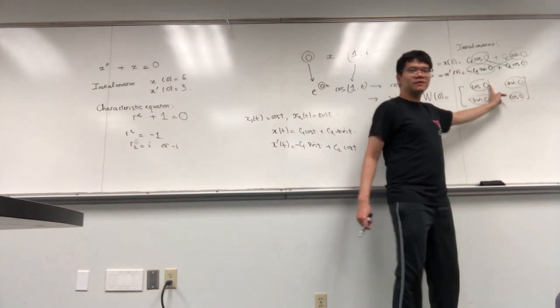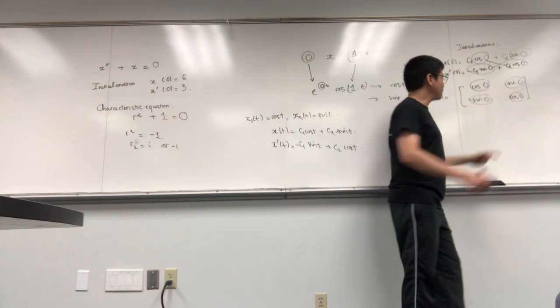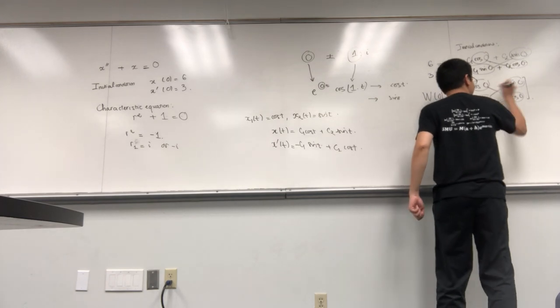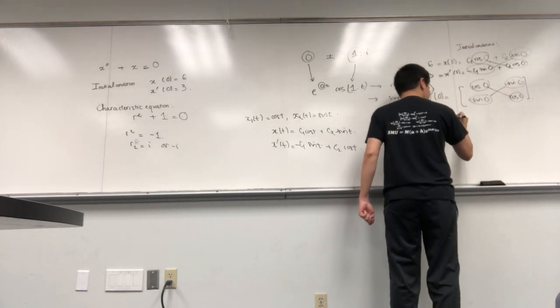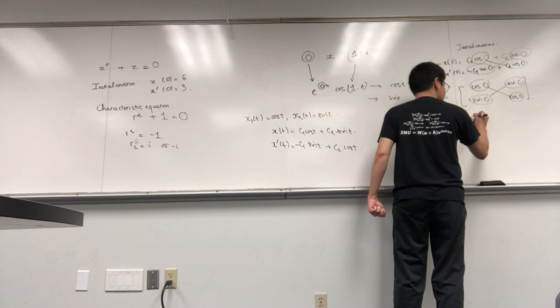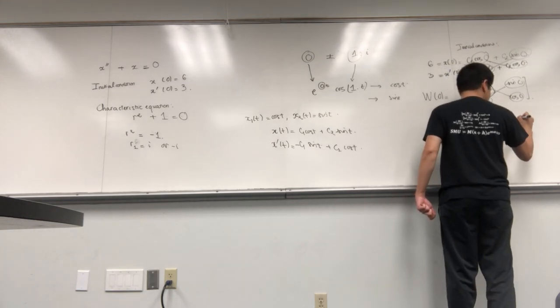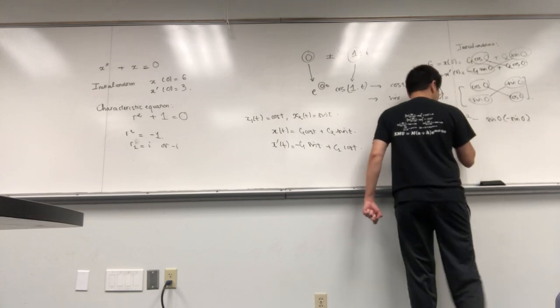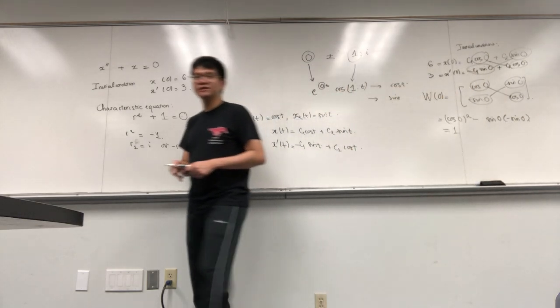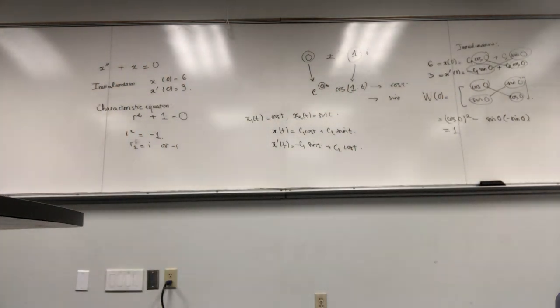And the Wronskian will be the product of this guy minus the product of this guy. So I have cosine of 0 squared minus sine of 0 times minus sine of 0, and this is 1, right? So the Wronskian is different from zero, so you have a solution.